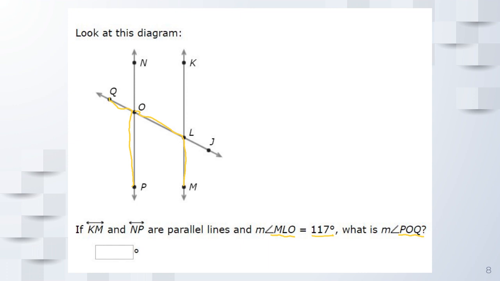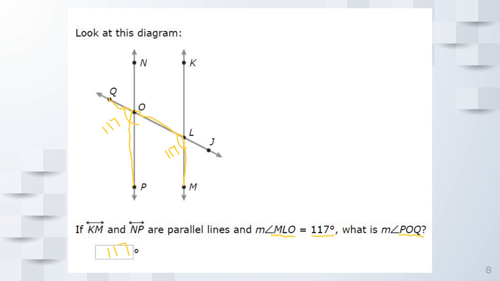POQ. These measures, what kind of angles are these? Is it a type that we know? No, there's not a specific name for these, but these would be corresponding angles, which means that they're going to be the same size, which means that they're going to be congruent. So I can tell by looking that they are the same size. So my answer here would be 117 degrees.